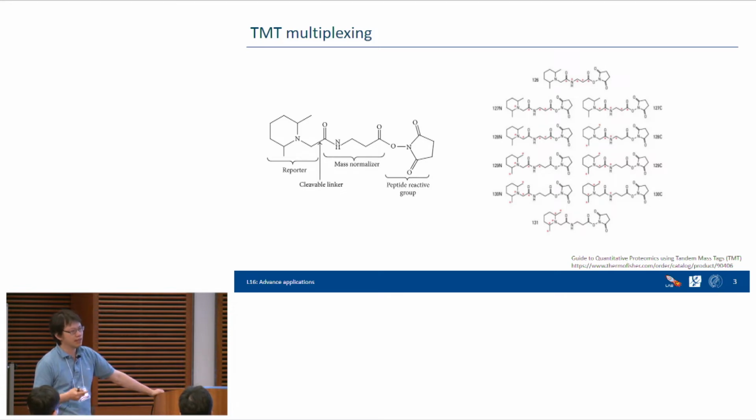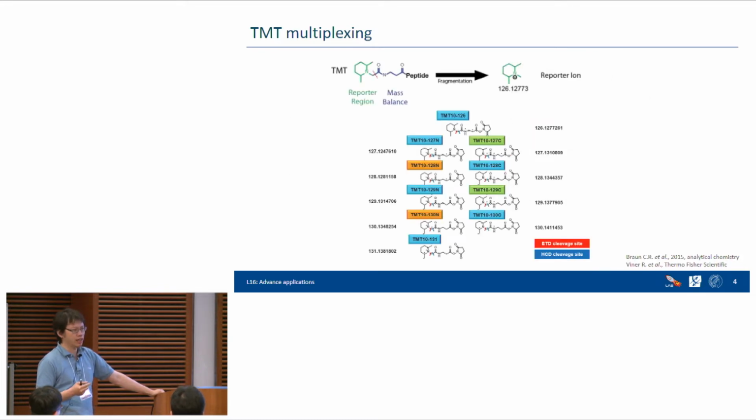For example, if you have 10 samples and want to run mass spectrometry on them, then in the previous way, maybe you need to do 10 experiments. But for TMT, we can reduce this measuring time to once. And also, there is no variability between runs.